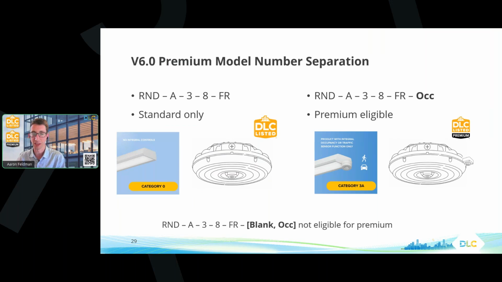On the bottom of this slide is a model number structure that would not be eligible for premium. Previously under 5.1, this would be eligible, but within version 6, there are the additional controls requirements, which would require that single model to be listed separately, one for standard and one for premium.